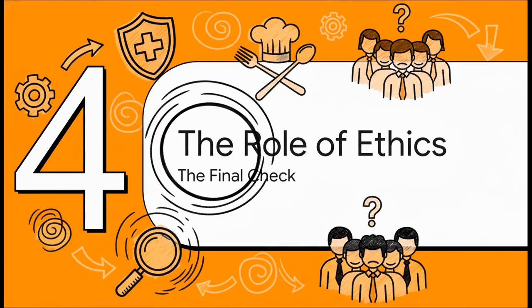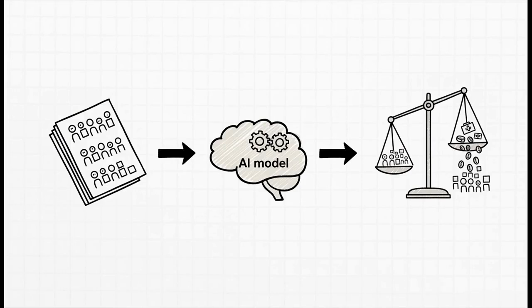And that brings us to our final and maybe the most important step in the whole recipe. I like to call this the allergy check. It's not just about whether the food tastes good, it's about making sure it's safe and fair for everyone who's going to eat it. This, right here, is the crucial role of ethics in AI. And here's the absolute core truth of AI ethics. You ready? An AI is only as good as its ingredients.